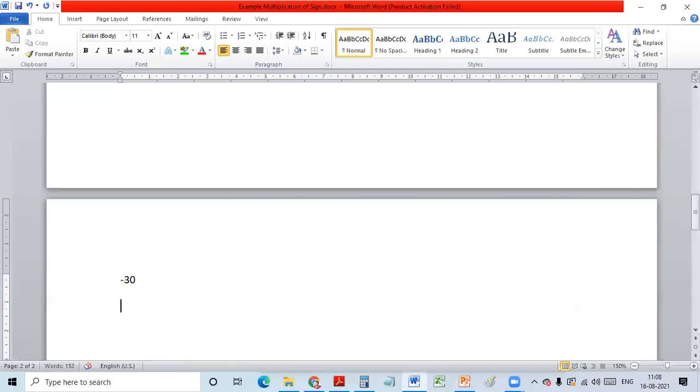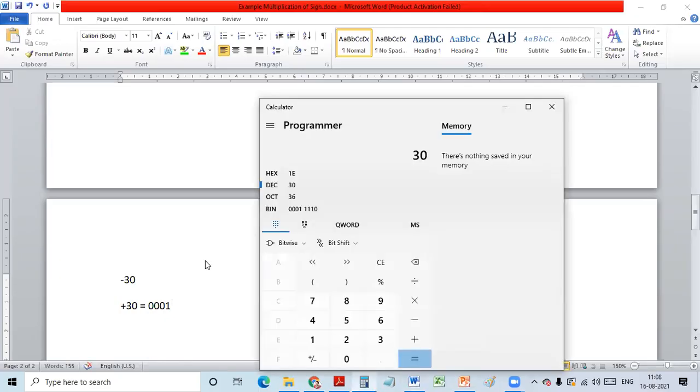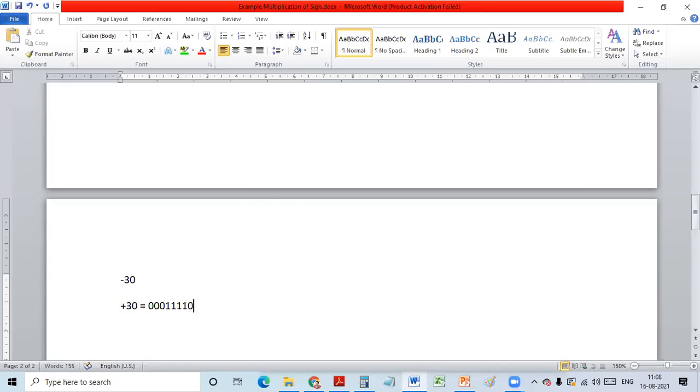Since it is a negative number, it has to be represented in 2's complement form. So plus 30 is 0 0 0 1 1 1 1 0. Minus 30 you want. So take 1's complement first, 1 1 1 0 0 0 0 1, and add 1 to it. So I'll be getting 1 1 1 0 0 0 1 0. Am I right? Yes, ma'am. Minus 30.